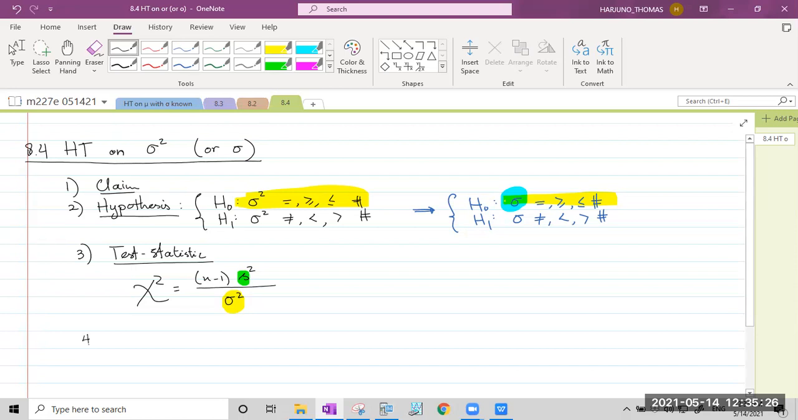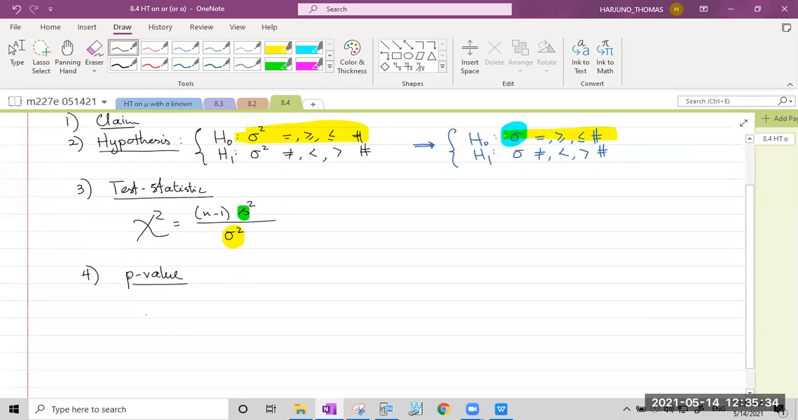Now, step 4, the p-value. Remember that the chi-square distribution is non-negative and skewed to the right. So for the p-value, you will use chi-squared CDF: lower bound, upper bound, degree of freedom.